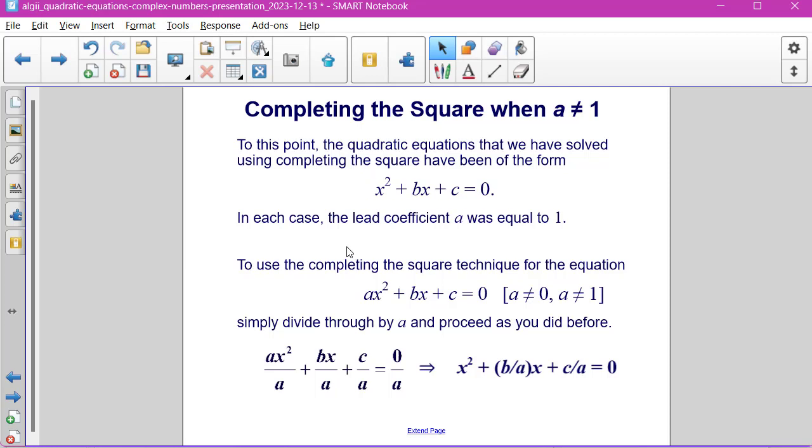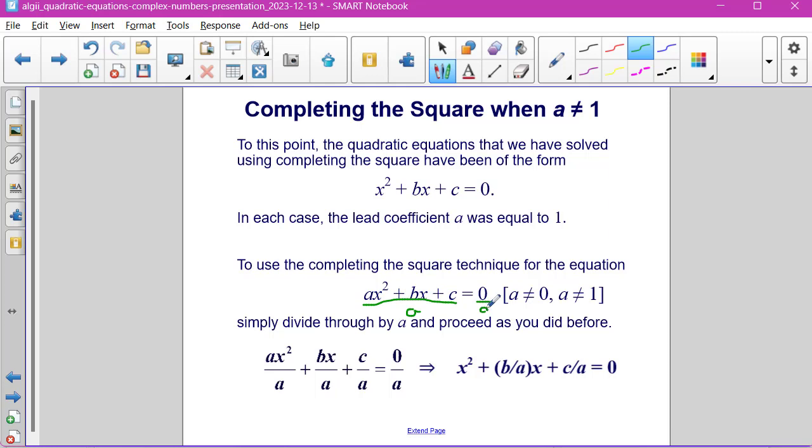Now to use the completing the square technique for another type of quadratic equation, ax squared plus bx plus c equals 0, where a is not equal to 0 and it's not equal to 1, we're going to simply divide all the terms by a. And we can do that because we can perform any operation to both sides of the equation. So if we divide both sides of the equation by a, we get 0 over a on this side, which is 0.